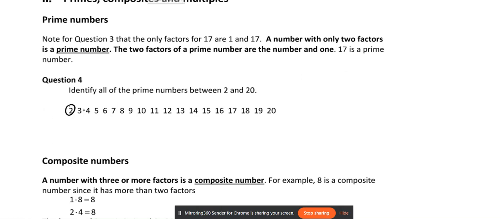3? Yep, prime number. 4? 4 is not, because 4 divided by 2, right? I can get 2. So the factors of 4 are 2. 5? Yep. 6? 7? Yep. 8? 9? 10? 11? Yes. 12? 13? 14? 15? Oh, what am I doing? 16? 17? 18? 19? There you go.